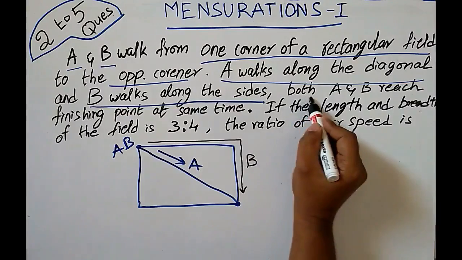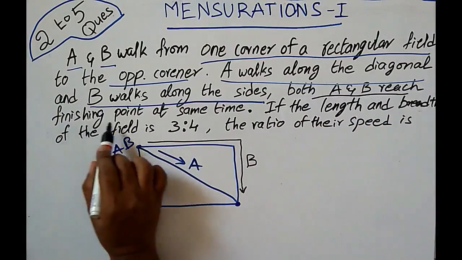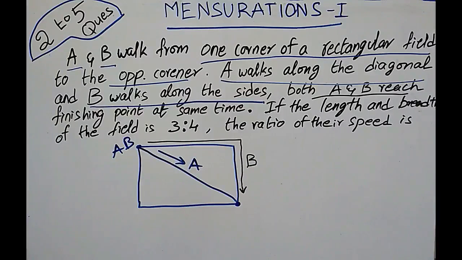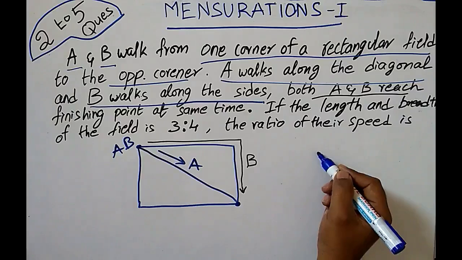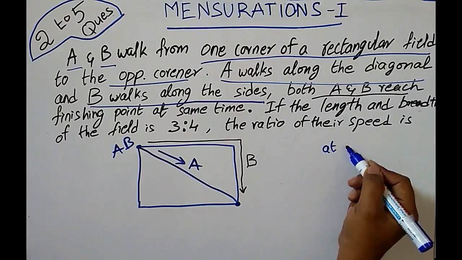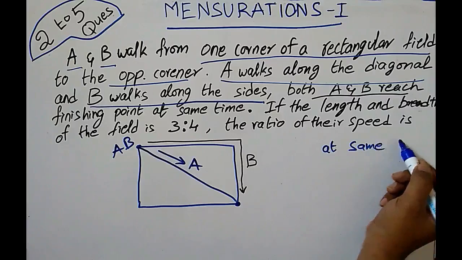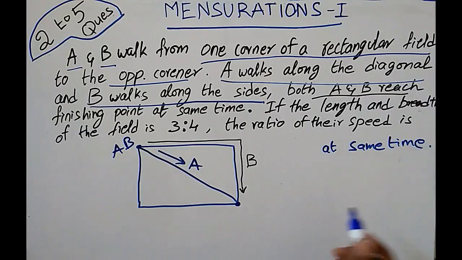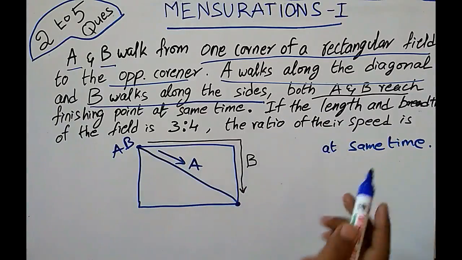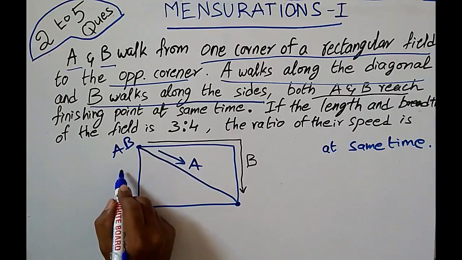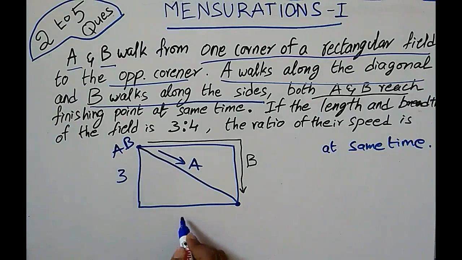Okay, what is given? Both A and B reach the finishing point at the same time. They reach the destination at the same time. Note it down. So what we have to find: if the length and breadth of the field are in the ratio 3:4, so this is 3 and 4, this is the ratio 3:4, the ratio of the speed is?